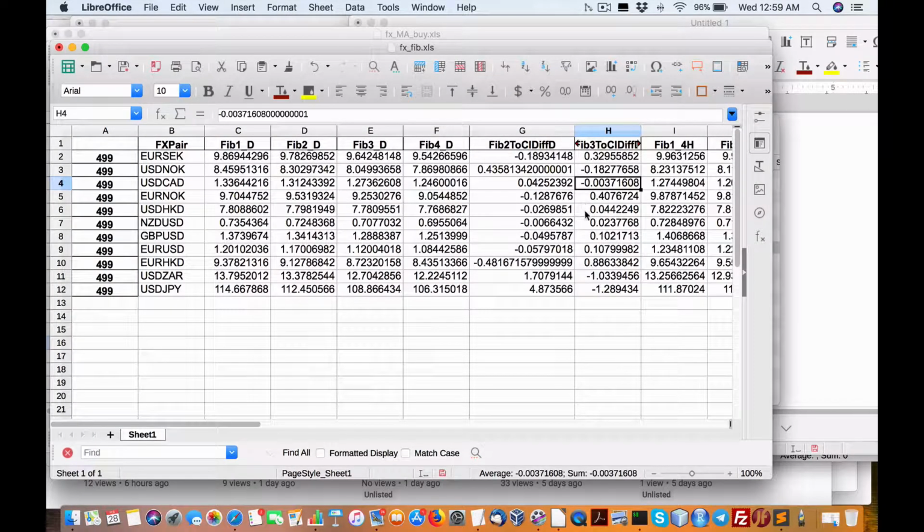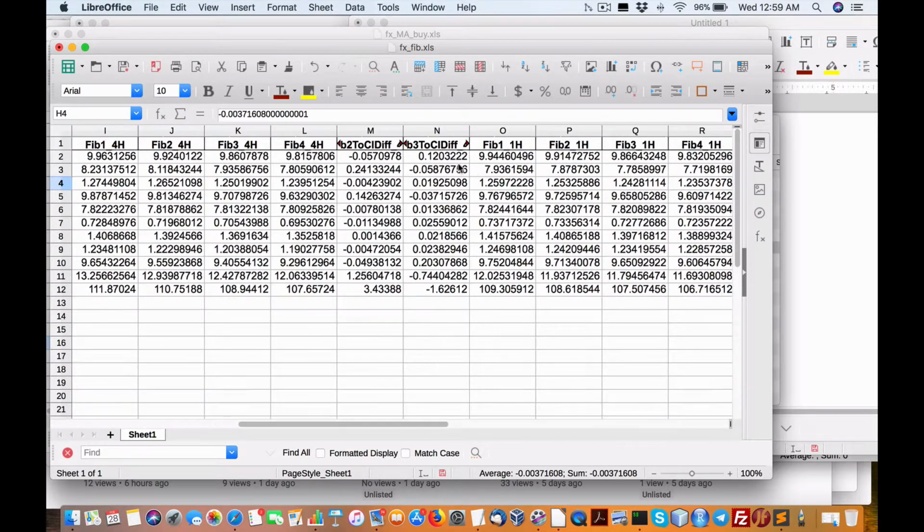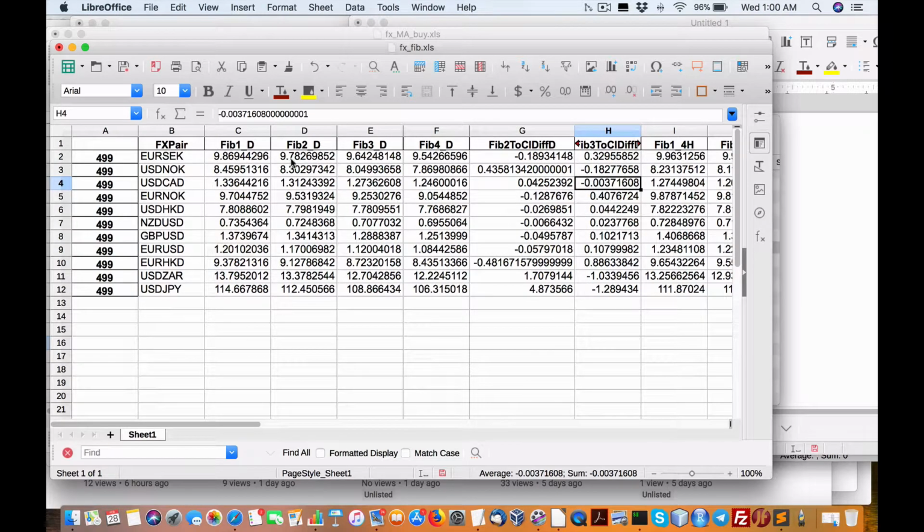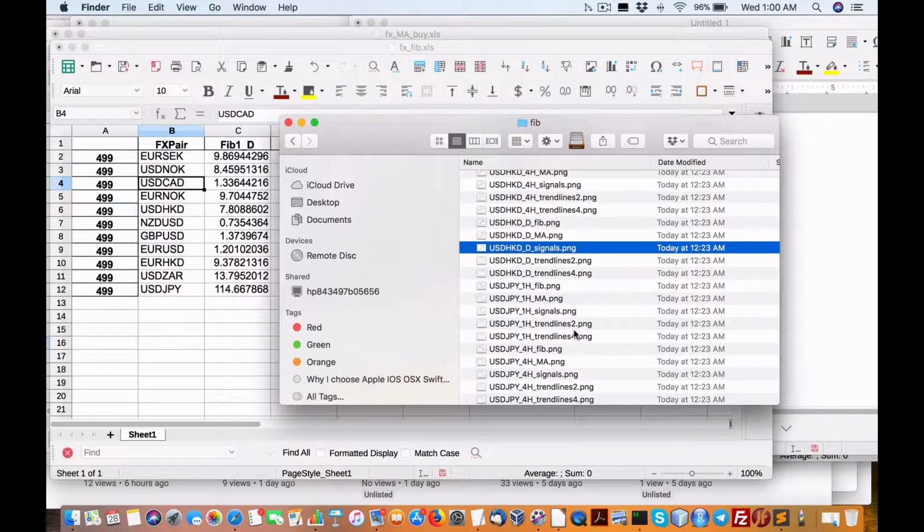Okay, so the usual periods of daily, hourly, and 4-hour. So what I want to show you is, it gets kind of weird how I did this. We have Fibonacci level 2 and 3 are the most important. So I'll just pull one up. Yeah, let me show you this one, US Canadian.